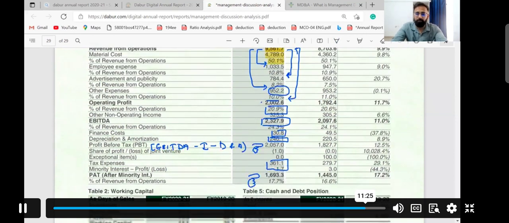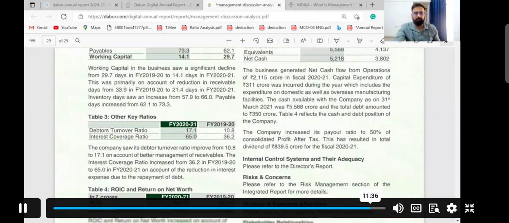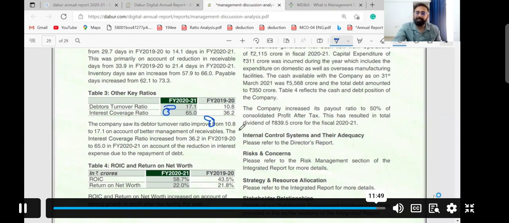Now, if you want to know more information, such as the cash and debt position of Dabur, you will get it from here. You will see working capital information also, and here some important ratios are given. We will be discussing these ratios in detail, but still the company provides information about some ratios. The debtors turnover ratio is given, the interest turnover ratio is given. We will understand how to analyze those ratios in coming lectures. So hopefully you got the proper idea about the management discussion and analysis report. Further, at the end of fundamental analysis, we will be taking some more reports for your better understanding.